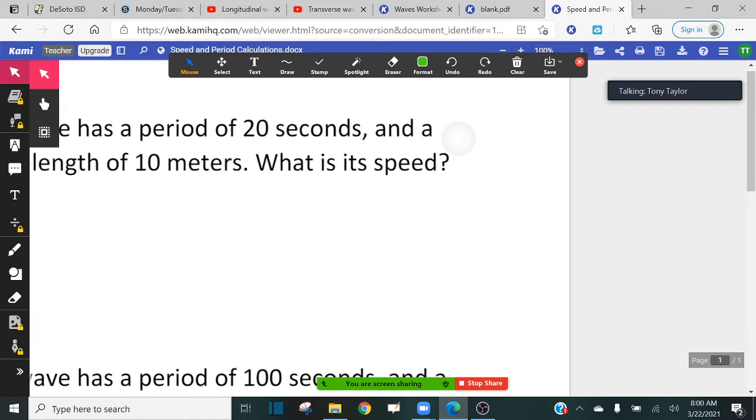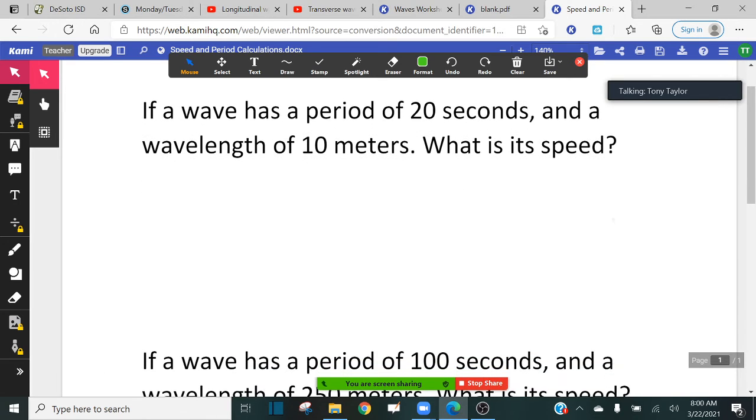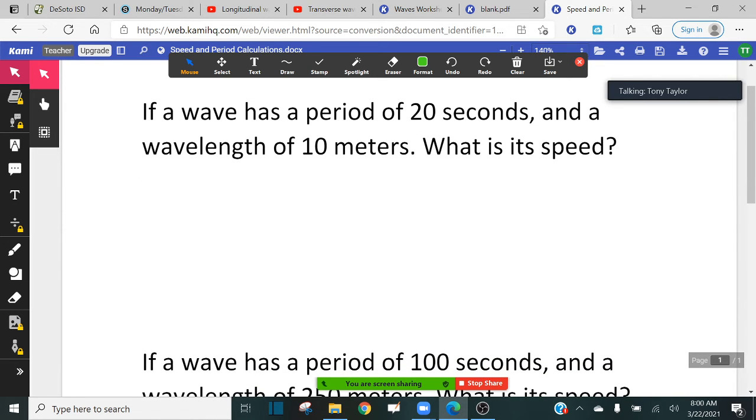Okay, look at this problem right here. Guys, on some of the problems on your homework, it's going to give you the period and ask you to find wave speed. So in this example, it says if a wave has a period of 20 seconds and a wavelength of 10 meters, what is its speed?